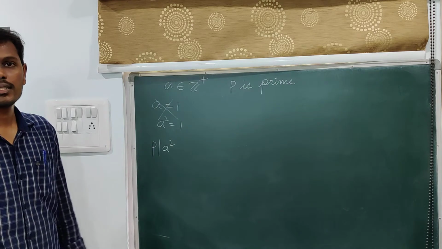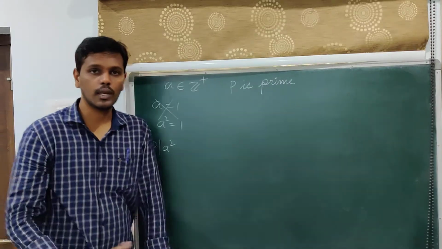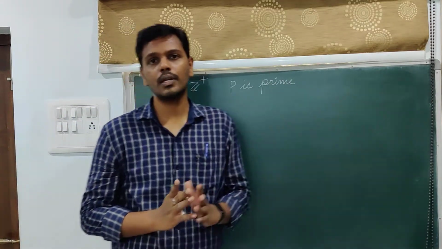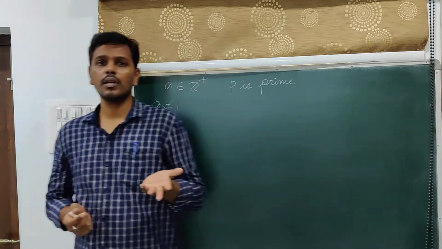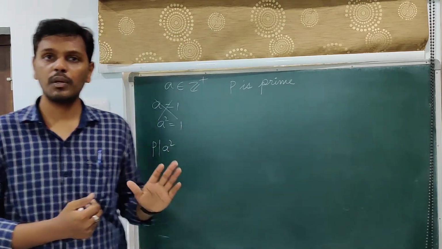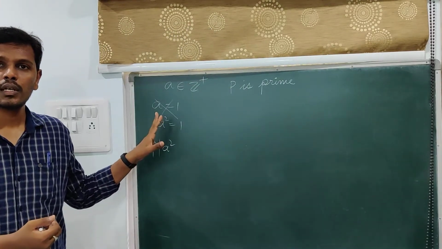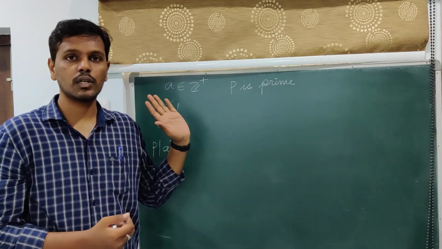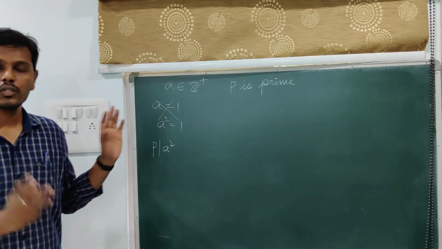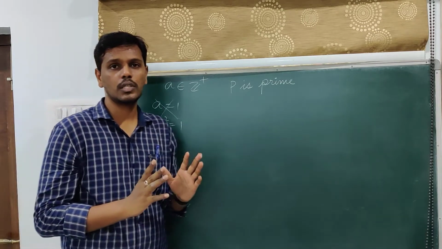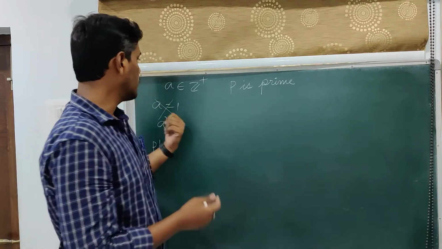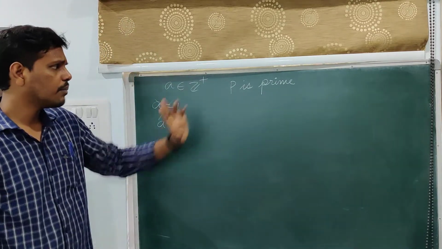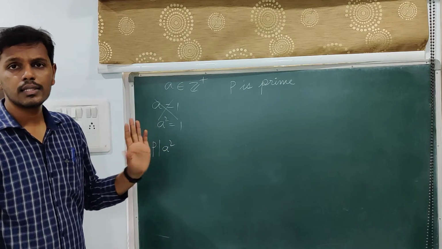So you need not consider this case. Clearly A is not 1. If A is 1, there is no prime number which divides A square. So there are only two cases which we need to think about. One is that A is a prime number, and the other is that A is a composite number.